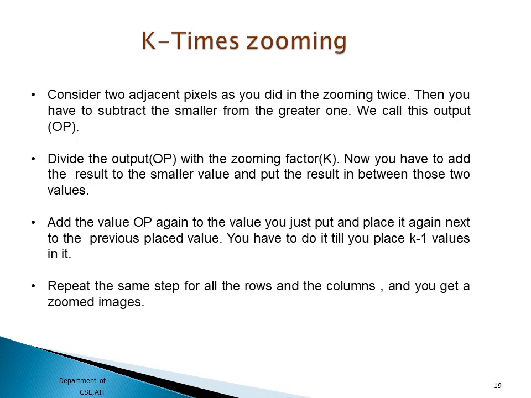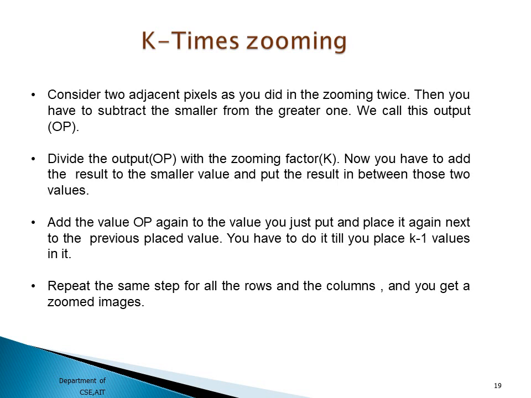The next method is called k times zooming. That means how many times you want to zoom, that value you can give. If you want to zoom it twice, the k value will be equal to 2. Similarly, you can give any value for k and then go for increasing the image size.